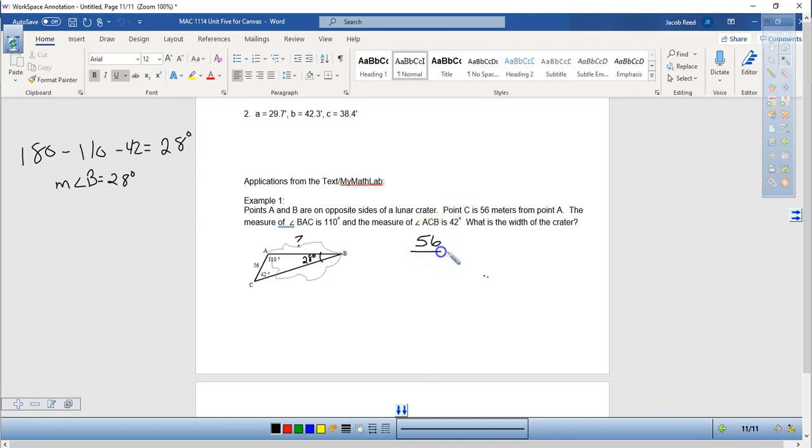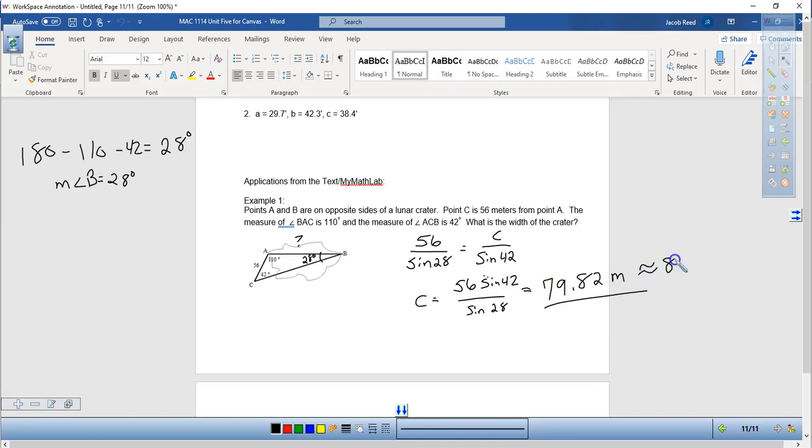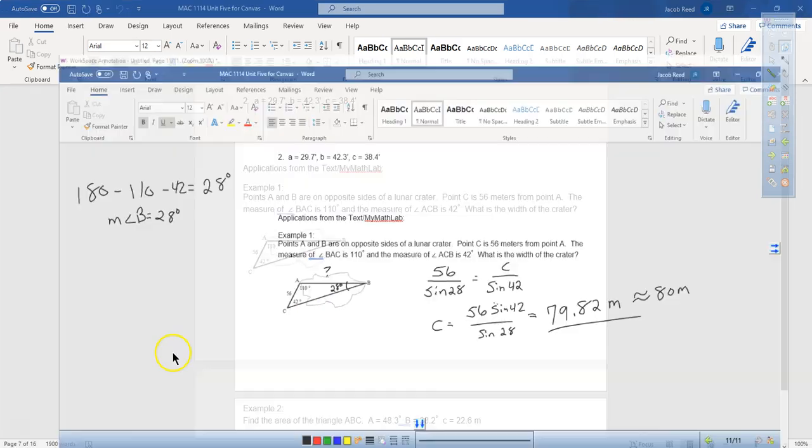So 56 over sine 28 is equal to side C, which I don't know, over sine 42. Which means that side C is equal to 56 times sine of 42 over sine of 28. That gives me 79.82 meters, which is approximately, we can round up and say approximately 80 meters. Okay, moving on.